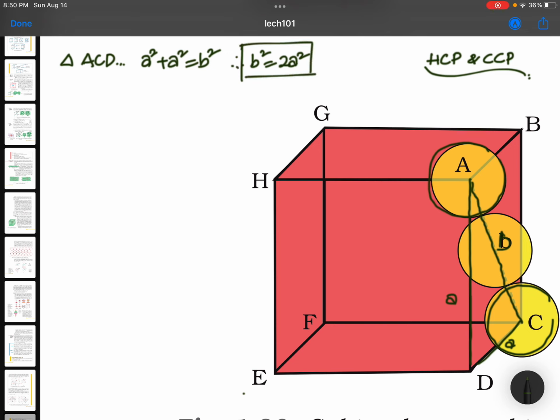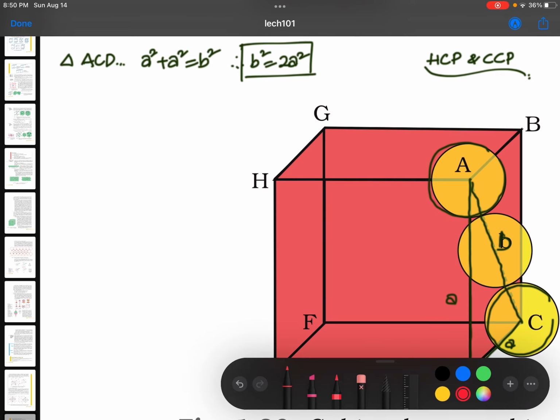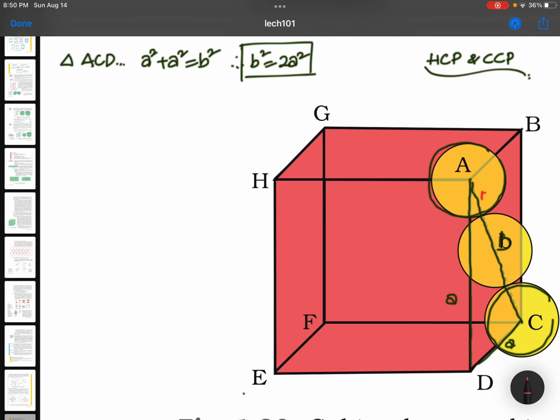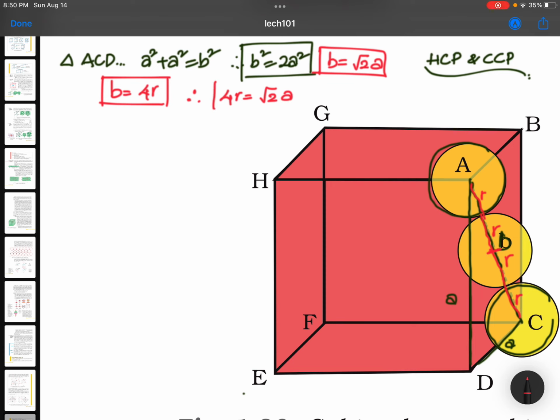Right? Now, the important point is, see here, this is one radius, this is having two radius, and this is one more radius. That means this b distance is radius plus radius, radius and radius. So, in B, there are 4 radius. So, B is equal to 4R. And from here, you can say B is equal to root 2A. But B is equal to 4R. Therefore, 4R is equal to root 2A. When 4R is equal to root 2A, R is equal to root 2A by 4.